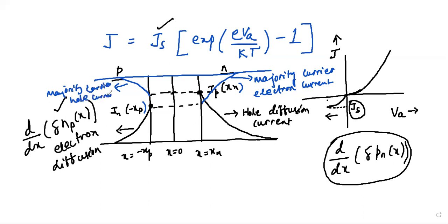Okay, so this gives you the current distribution in a PN junction diode, the ideal current in a PN junction, or we can say the diode equation and the relationship between the voltage and current in a PN junction.